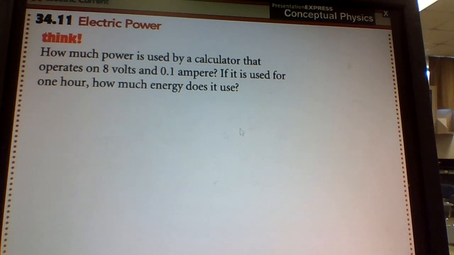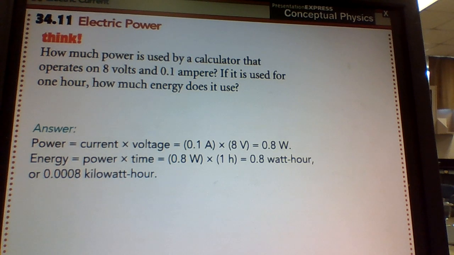So how much power is used by a calculator that operates on 8 volts and 0.1 ampere? And if we use it for an hour, how much energy is it going to use? We take the volts times the amps. That's going to be 0.8 watts, and 0.8 watts over 1 hour, you would use 0.8 watt hours. That's not very much in terms of a kilowatt hour, so it's not going to cost you a whole lot.